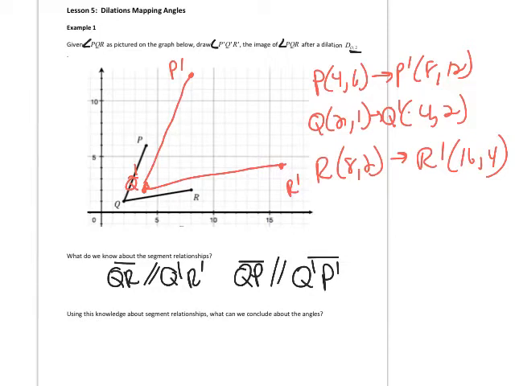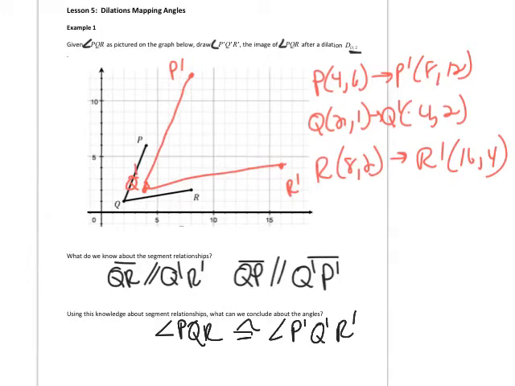So if the lines are parallel, we want to think about what we can conclude about the angles. Well, if lines stay parallel, that means the angles have to be congruent, because the relationship of the angles hasn't changed at all. Parallel lines have the same slope, which means the angle measurement between them will stay the same. So what we conclude is that angle PQR has to be congruent to angle P prime Q prime R prime. So when we dilate an angle, we get the same angle measure. The angle measure does not change.